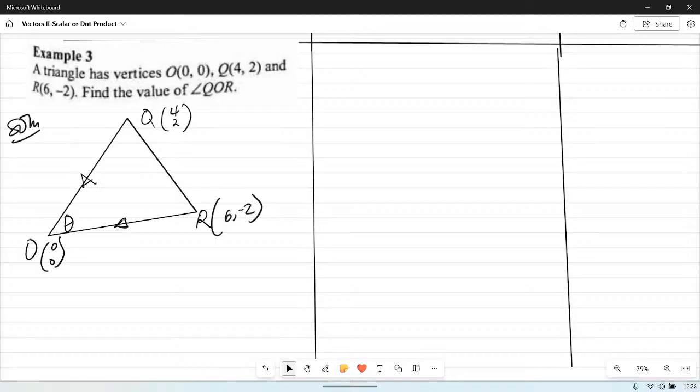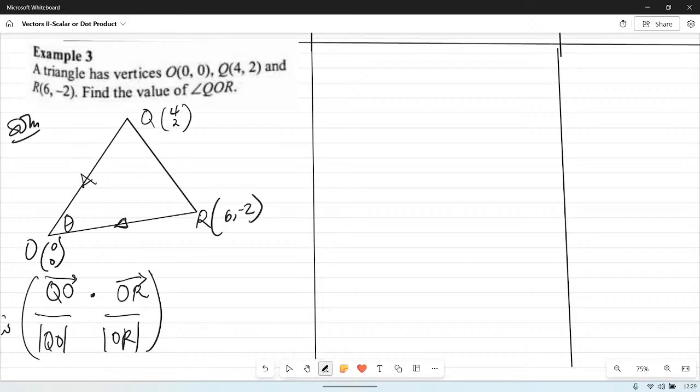Now, how do you find QOR? Which vectors are related? It is QO, dot product with OR. Then you divide by the magnitudes. Then cos of everything is the angle theta.